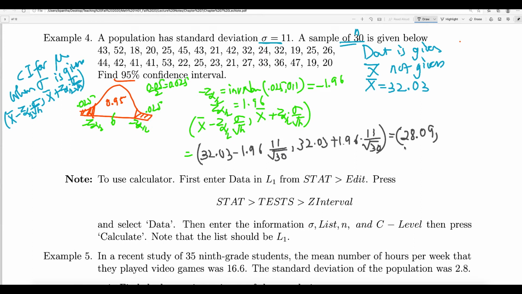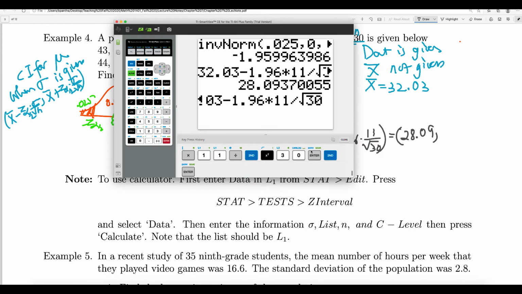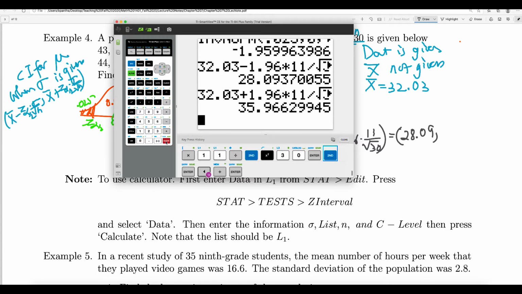To find out the right bound, it's exactly the same thing with a plus sign, right? How do I do that? Type exactly the same thing with the plus sign, then enter, copy that, go back to the minus sign and change that to plus. Hit enter, and you get 35.97.